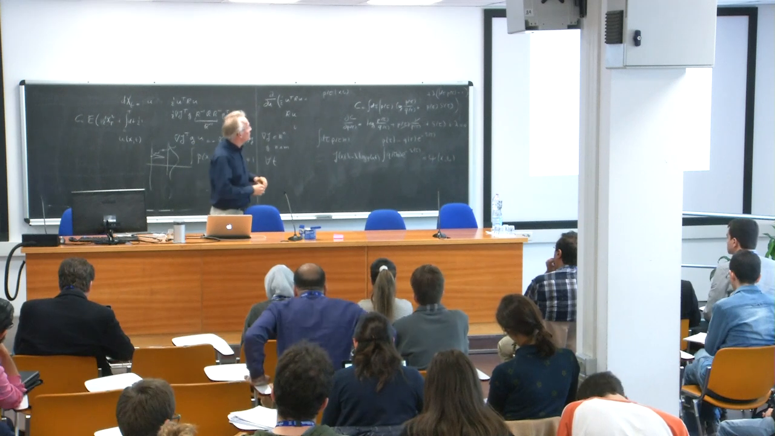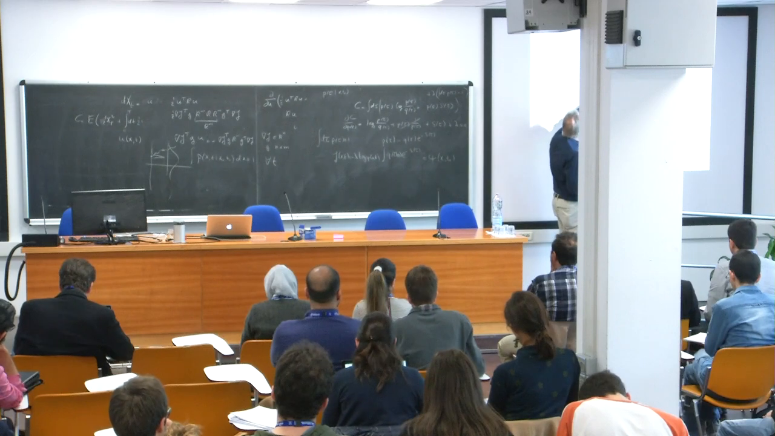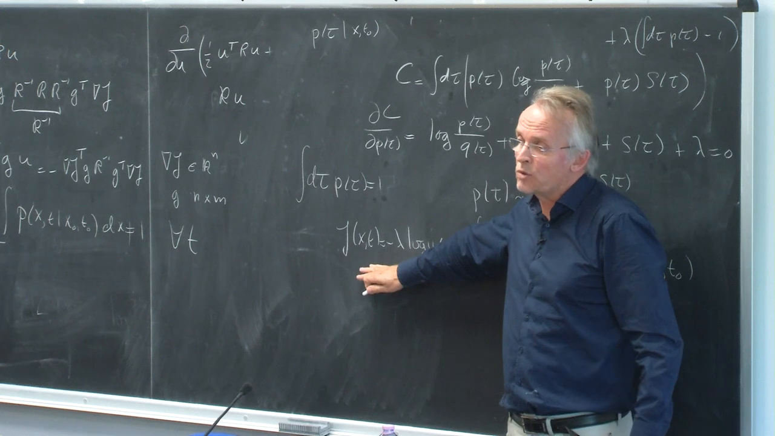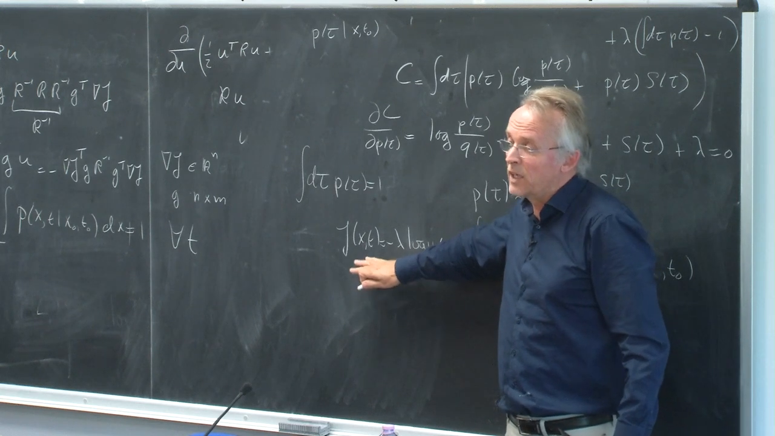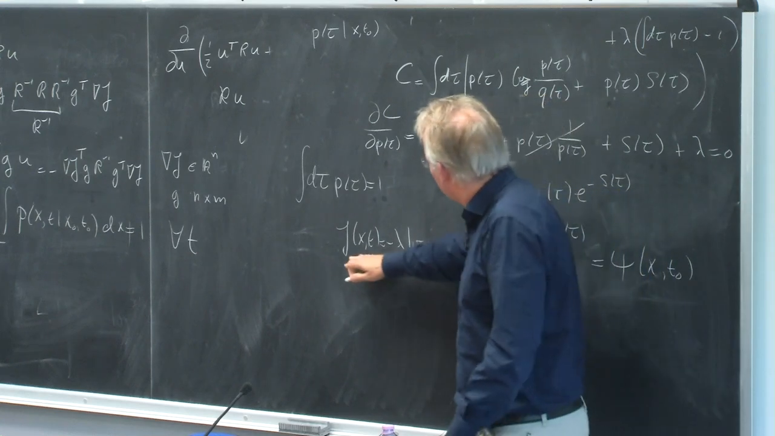So we see very easily that if we now take this optimal solution and we put it into the cost, then it's very easy to see that some terms cancel. I'm not going to do it, but if you put it in, what you find is that the optimal cost is actually minus the log of psi, right? And that's exactly the same statement as this statement here, that the optimal cost to go is minus the log of psi. And I've put lambda equal to 1 in this derivation here, right?